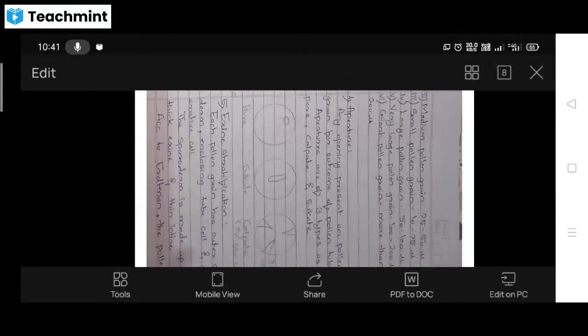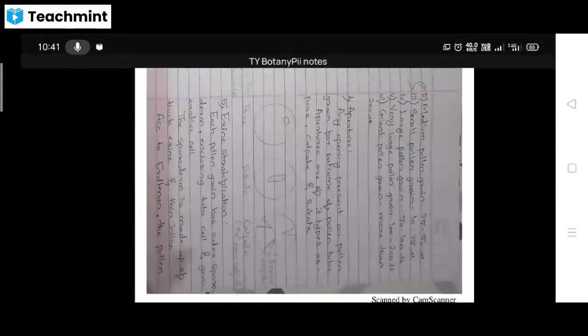Then the fifth point regarding pollen morphology is the exine stratification. In exine stratification, each pollen grain has an outer sporoderm enclosing the tube cell and generative cells. This sporoderm is made up of a thick exine layer and a thin intine layer. According to Erdtman, who studied the pollen stratification in different pollen grains, these pollen grains are made up of two walls. The outer wall is the thick wall, called the exine wall, and the inner one is the thin wall, called the intine.